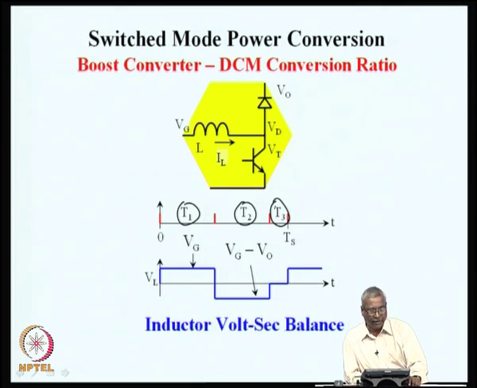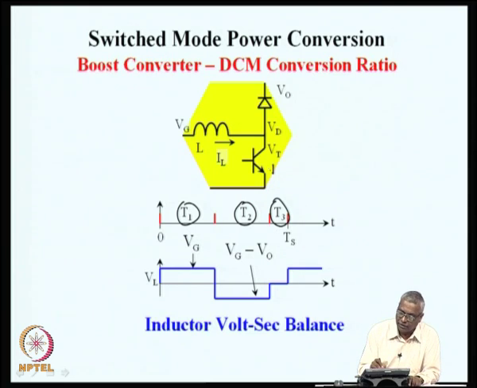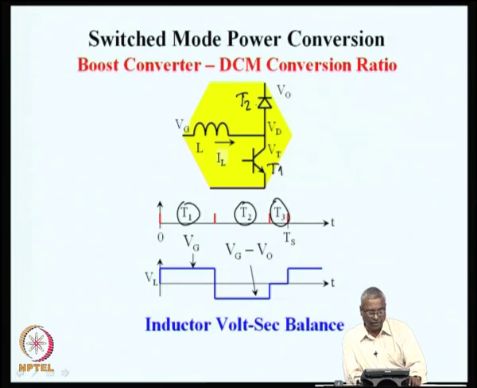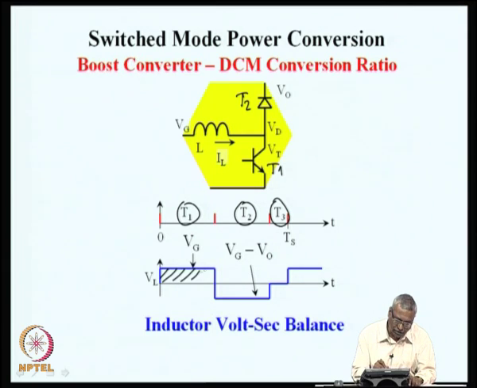T1 is when the active switch transistor is conducting, T2 is when the passive switch diode is conducting, and T3 is when none of them are conducting. And the conversion factor is obtained just as before, by finding out the volt second balance in the inductor.